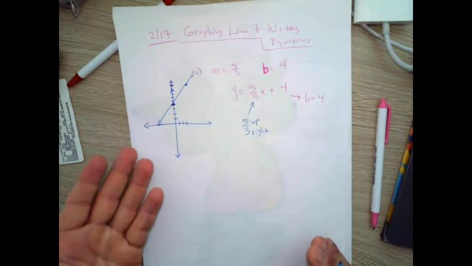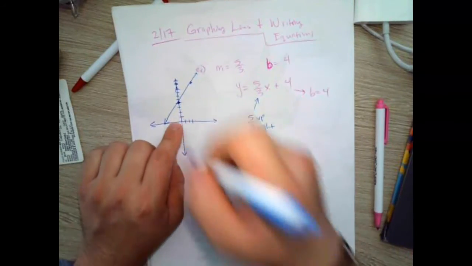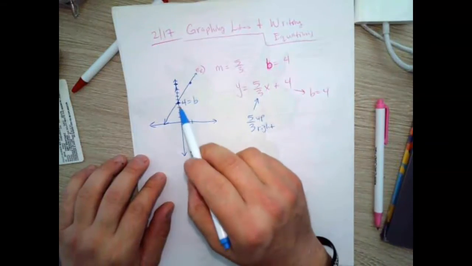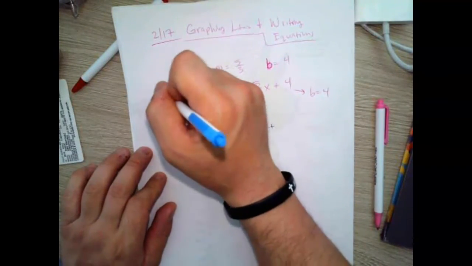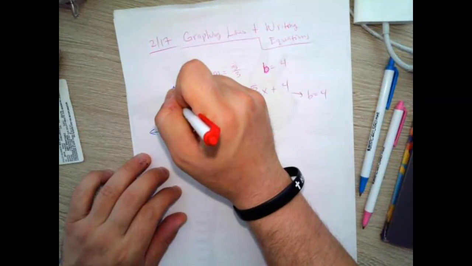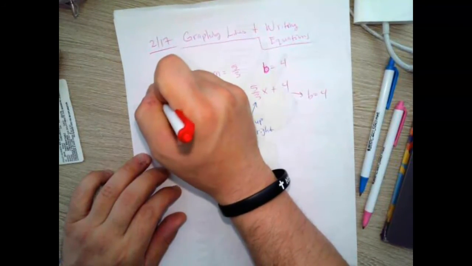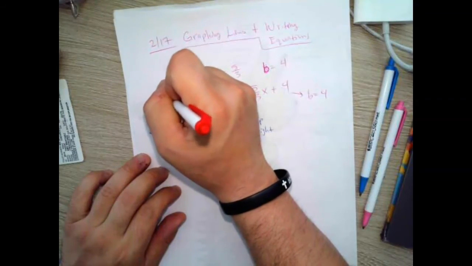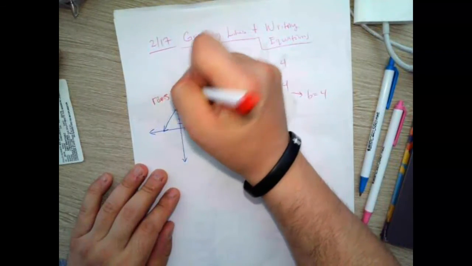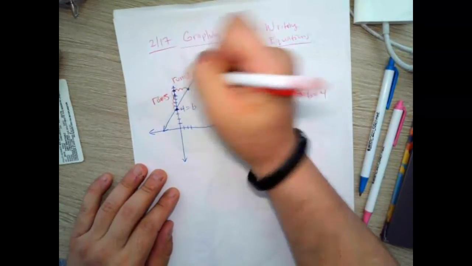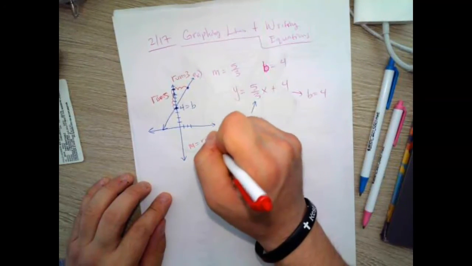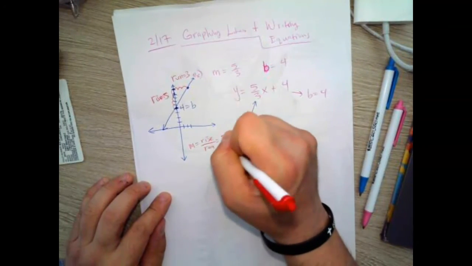Now, what if you just have a graph and you want the equation? You can do that too. You can see it crosses the y-axis at 4, so that's b, and then you can just count from one point to another. You can count the rise, right? The rise was 5, right? You can count that, and then the run is 3. So rise over run, right, is your slope. Your slope equals rise over run, which in this case was 5/3.